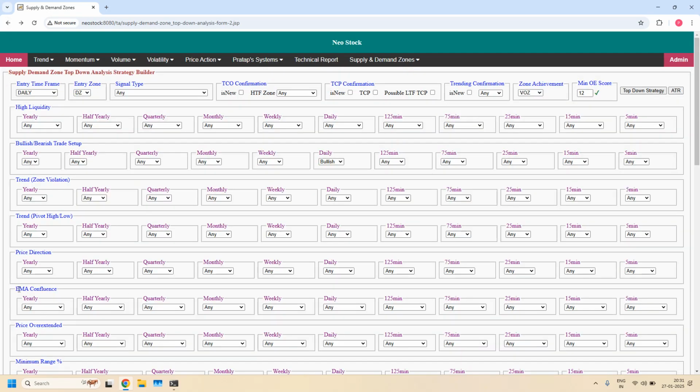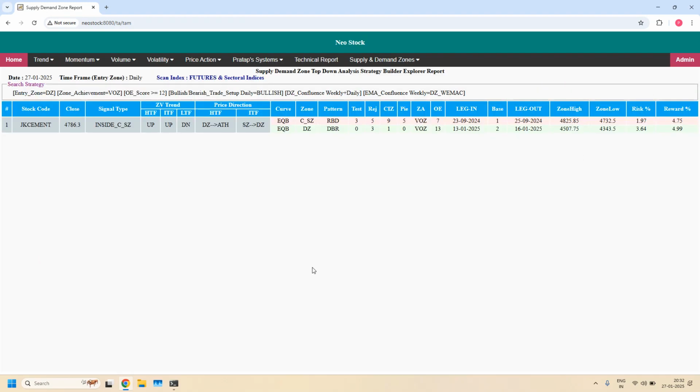Let's verify. In the EMA confluence, weekly time frame, weekly demand zone having weekly EMA confluence, because daily zone is part of weekly zone. Let's filter. We got 1 stock. So this is an even more high probability trade setup supported stock. Maybe that is the reason why it has already been tested 3 times.